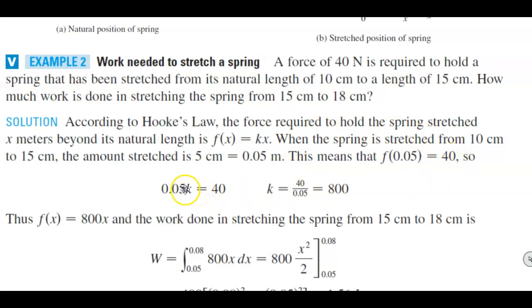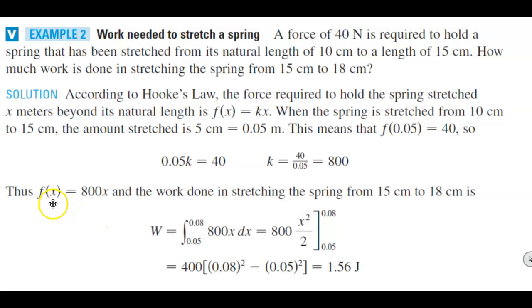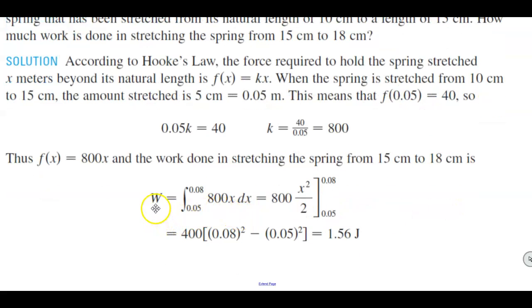So therefore, 0.05 k is equal to 40, and now we need to solve for the constant. Dividing both sides by 0.05, k is now going to equal 800. Thus, f of x is equal to 800x, and the work done in stretching the spring from 15 centimeters to 18 centimeters becomes the following integral.